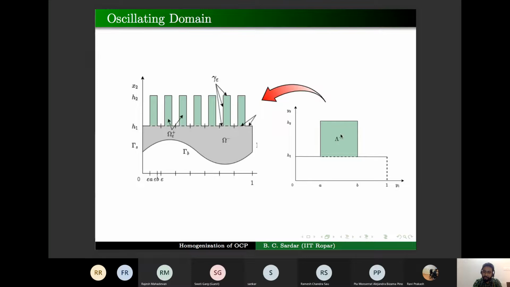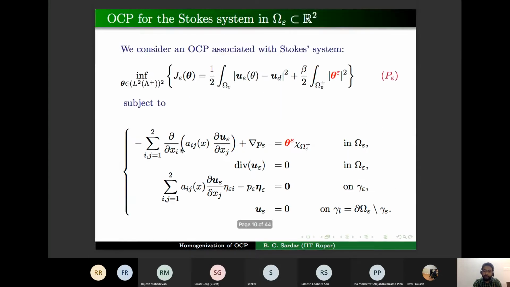So here we take the control theta, and then we do the scaling, and using periodicity in the x1 direction, we apply the control on the oscillating part of the domain. Fine. And then we consider the following optimal control problem. This is the standard quadratic cost functional, where the control comes from the fixed reference cell.